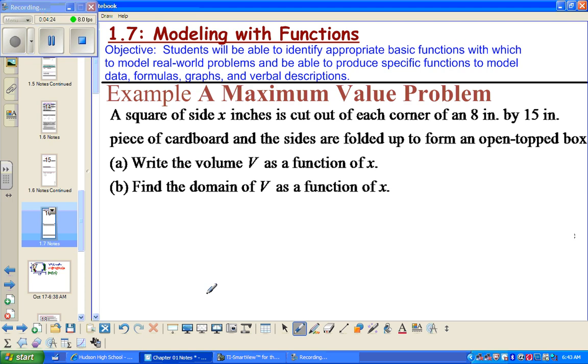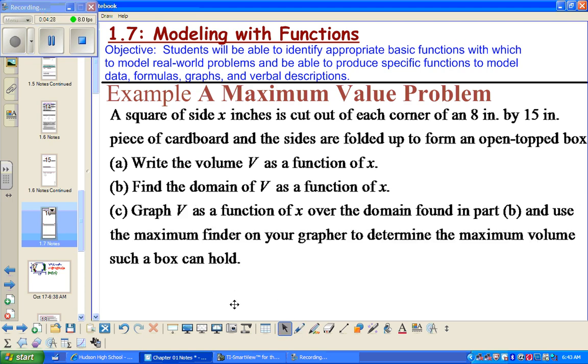The next question that I have is to graph the volume function as a function of x over the domain that we found. That means look at the x values from 0 to 4 and use the maximum finder on your grapher to determine the maximum volume such a box can hold. So that's what we're going to do.